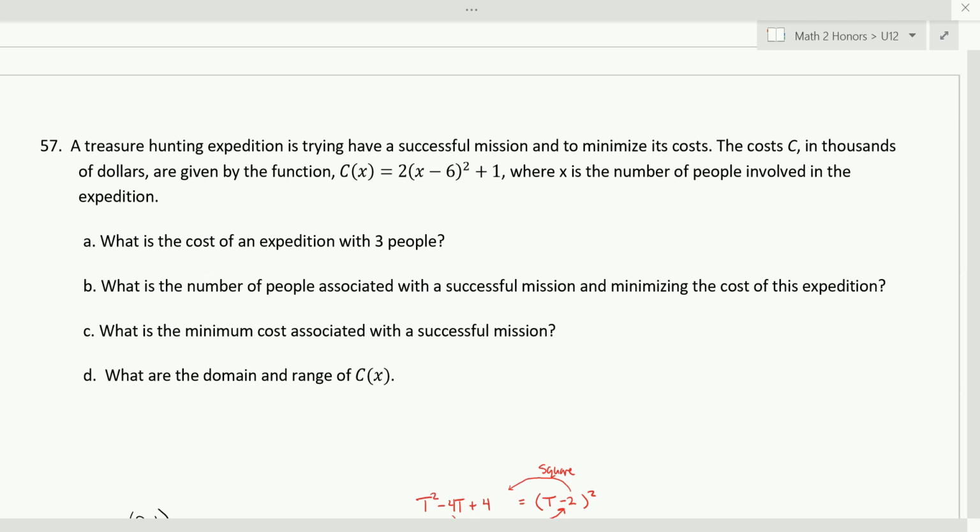So what would a successful mission be? Find the treasure. Yes, nobody breaks a leg. Everybody's safe and happy. And you want to minimize its cost.